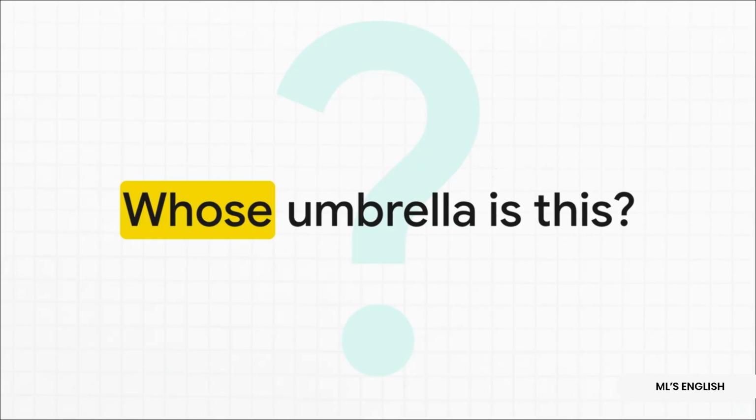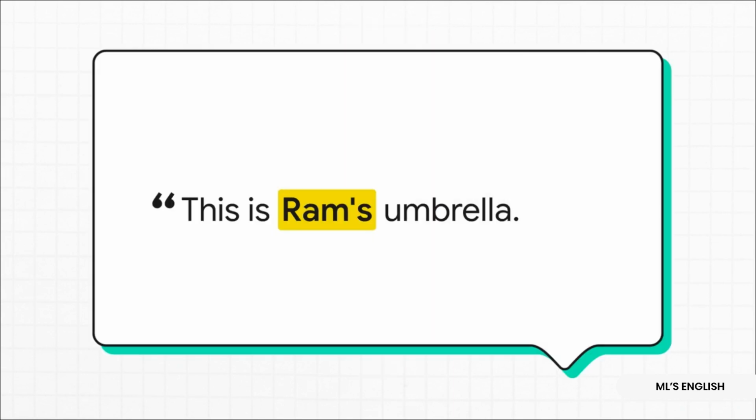Whose umbrella is this? But this question gets right to the heart of what we're talking about. When we want to know about ownership, this is exactly the kind of question we ask. And the answer gives us that special little tool we need. This is Ram's umbrella. See that? That little apostrophe S? That is the key. It's a tiny signal, but it tells us all about ownership or possession. It's the umbrella that belongs to Ram.